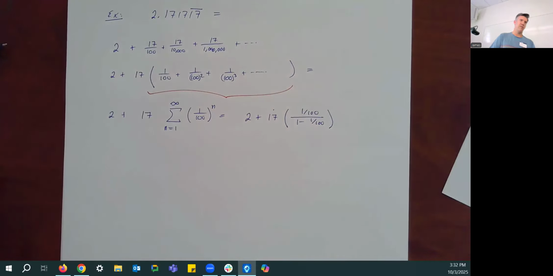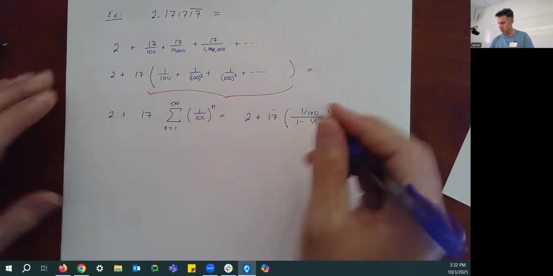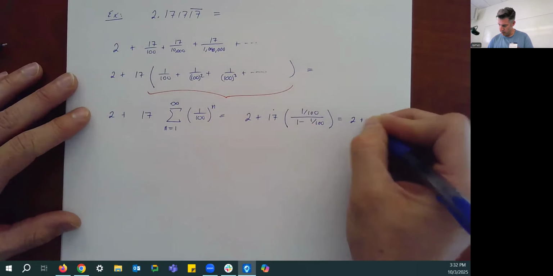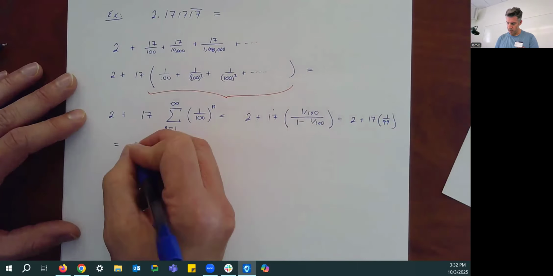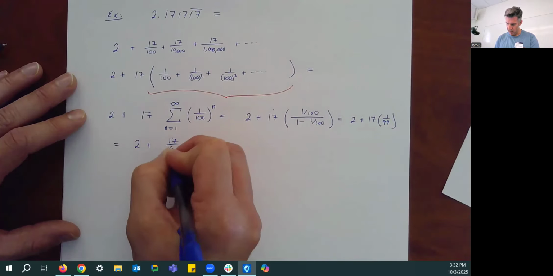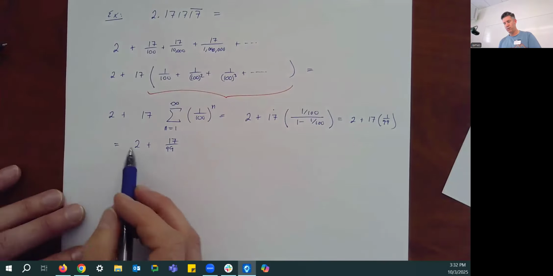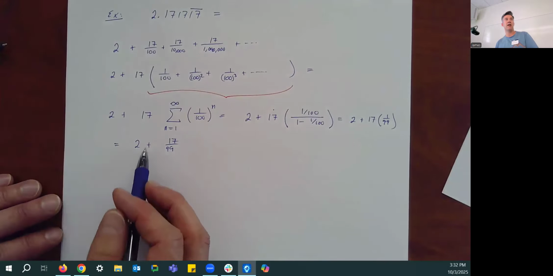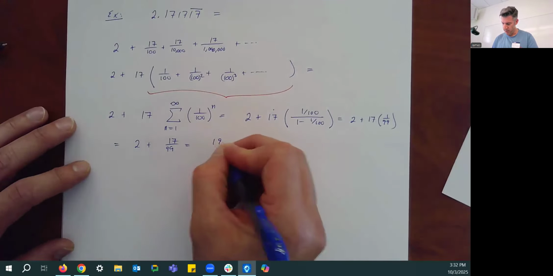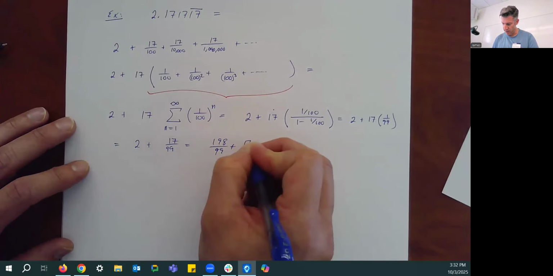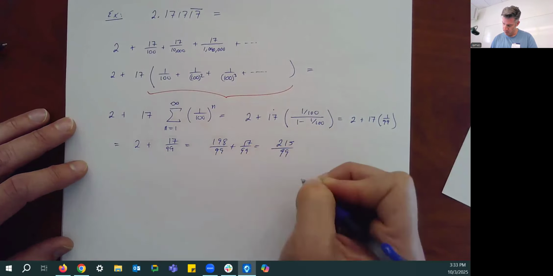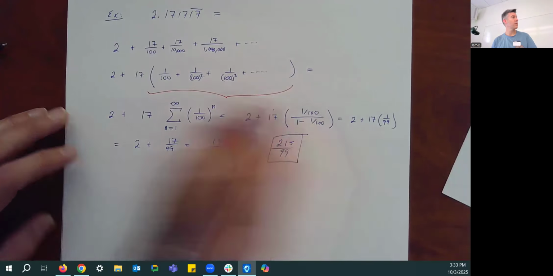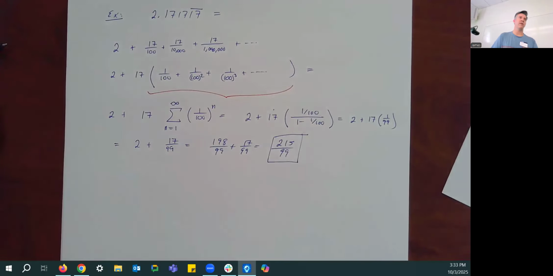So we get 1 over 100 over 99 over 100, which is 1 over 99. This becomes 2 plus 17 times 1 over 99, which becomes 2 plus 17 over 99. And if you wanted to write it as one big old fraction, 2 times 99 over 99 is 198 over 99. So it's 198 over 99 plus 17 over 99, which is 215 over 99. And then if you want, you can check on your calculator just to make sure you did it right. But it should be right.